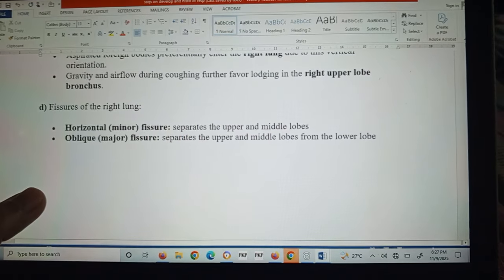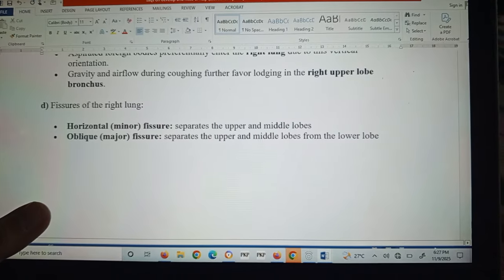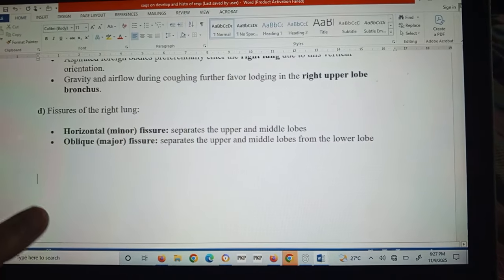Fissures of the right lung are the horizontal fissure, which separates the upper and middle lobes, and the oblique fissure, which separates the upper and middle lobes from the lower lobe.